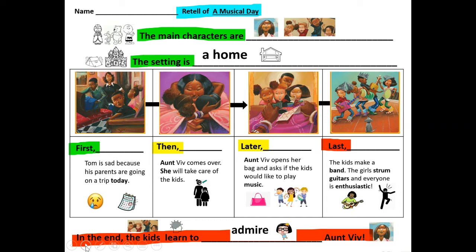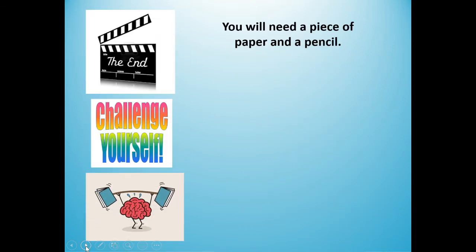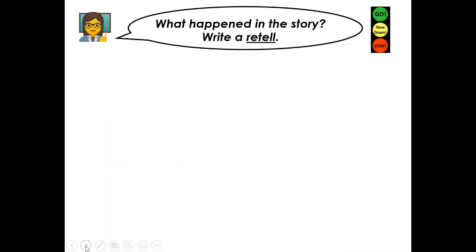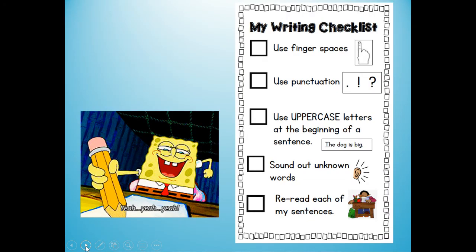All right, now that we've reviewed the story, it's the end where we're going to challenge yourself and you're going to use your pencil and piece of paper and we're going to write. We're going to answer this question. What happened in the story? Write a retell. And you're going to use this graphic organizer. You're going to say first, then, and last. Don't worry, I'm going to show it to you again.